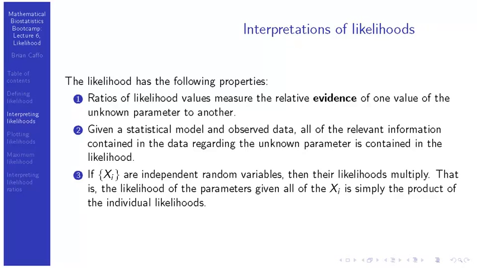The second point is similarly controversial, though there is a mathematically correct proof that at least motivates it. The statement I'm making in 2 is that given a statistical model, so given a probability model and observed data, there is a theorem called the likelihood principle that says all of the relevant information contained in the data regarding the unknown parameter is contained in the likelihood. Now, the likelihood principle has a mathematically correct proof, but not everyone technically agrees on its applicability and its interpretation.